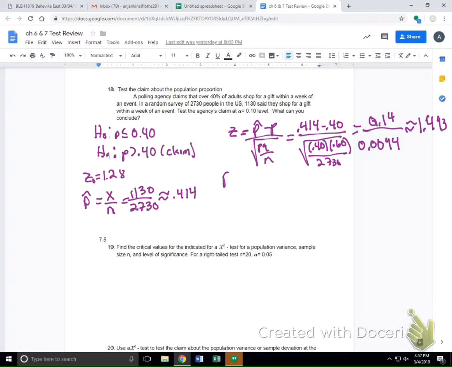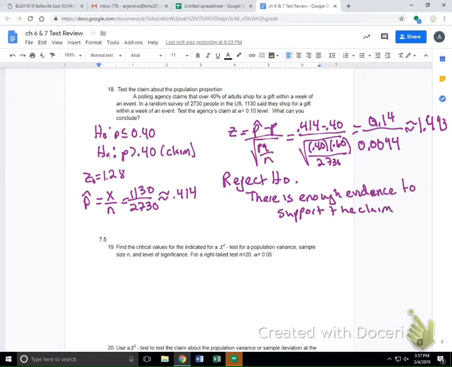It will be within the rejection region, so reject null. And then we had to make that concluding statement. So there is enough evidence to support the claim. So again, sorry about that one. Didn't mean to solve the wrong one.